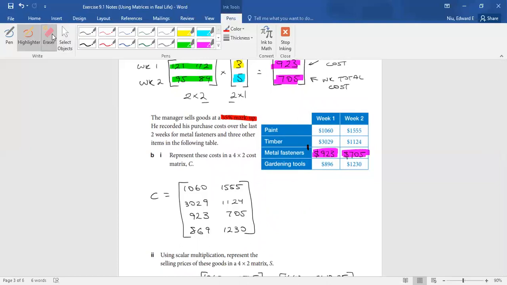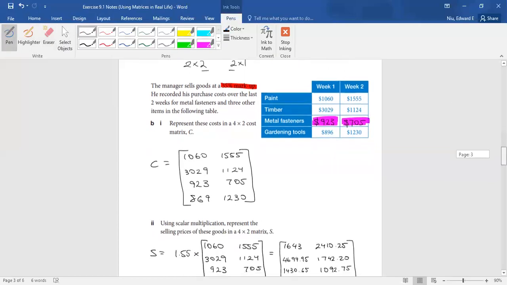So 55% markup for 2 weeks of purchases. That's going to be relevant for later on. BI says represent these costs in a 4x2 cost matrix C. So we call this matrix C. And we've just literally converted this table into a table like so.